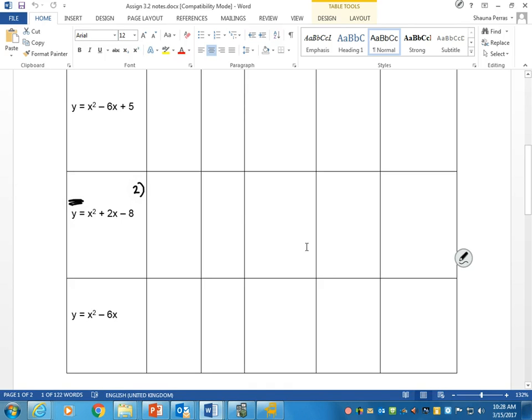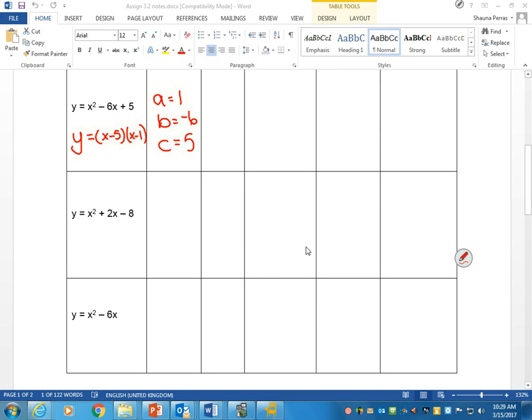Did anyone factor this second one already? What times what will give us 5, and add to give us negative 6? Negative 5 and negative 1? Is that what you got? So if we write it in factored form, we get x minus 5 times x minus 1. What's our a value? And our b value? And our c value?